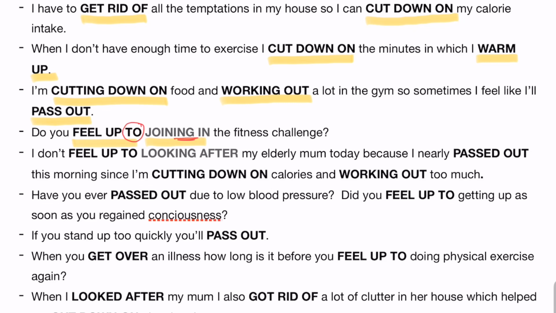I don't feel up to looking after my elderly mum today because I nearly passed out this morning since I'm cutting down on calories and working out too much. This means I don't feel I'm strong enough to take care of my mum because I nearly fainted since I'm reducing the calories and doing too much exercise.